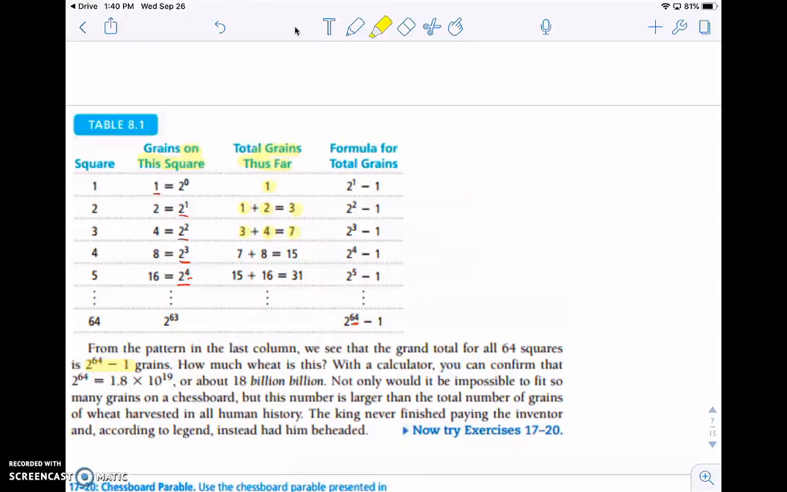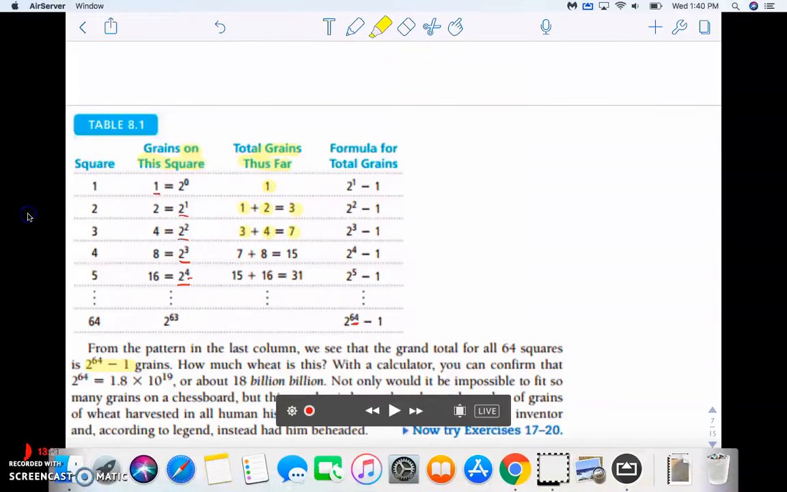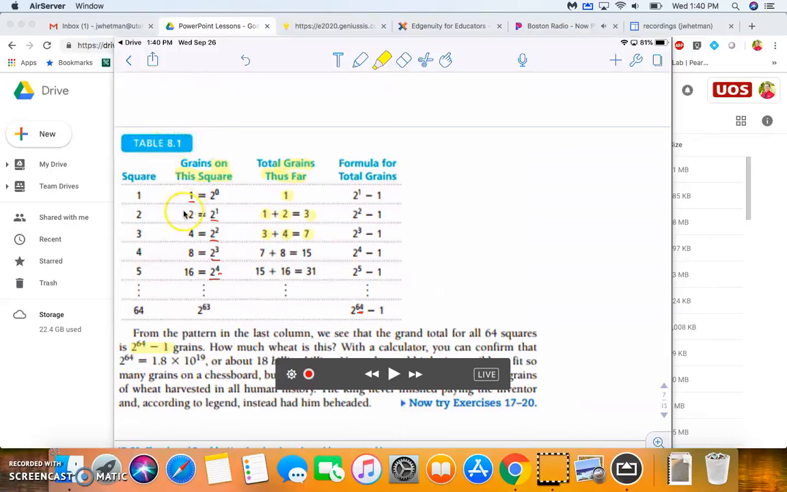This idea is exponential growth. You can see we're doubling each time, or increasing by 100%. So I'm going to pause it right here, and we'll pick up some questions on this in part 2.